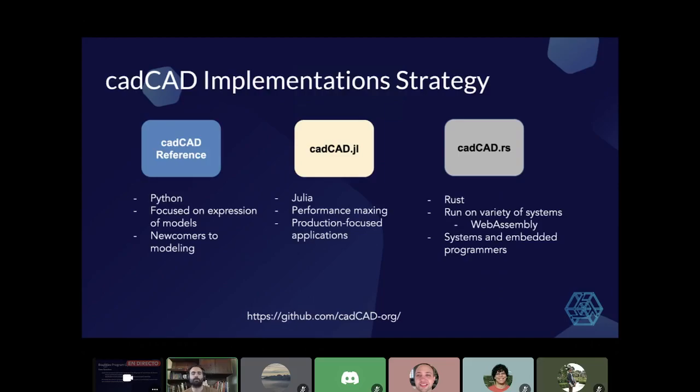And then sort of soft announcing cadCAD Rust. No work has been done on this, but we are interested in investigating Rust as another implementation because it gives us the ability to run on a variety of systems, including via WebAssembly. Once you have WebAssembly, it's kind of game over in terms of the omnipresence of what you can run on. And as it's Rust, it's really a way of onboarding systems and embedded programmers. And so it will be bringing GDS and its methodology to a much wider framework.